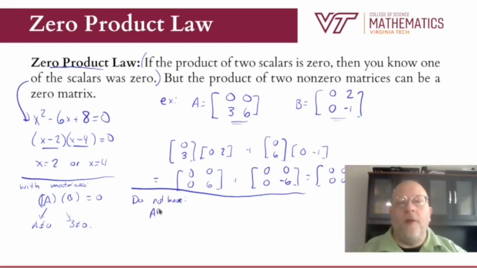We do not have AB equals BA. We do not have cancellation. AB equals AC implies B equals C. And we do not have the zero product law, which says that if AB is equal to 0, we can split them up and say A equals 0 or B equals 0. They might both have pieces of 0 distributed among them.